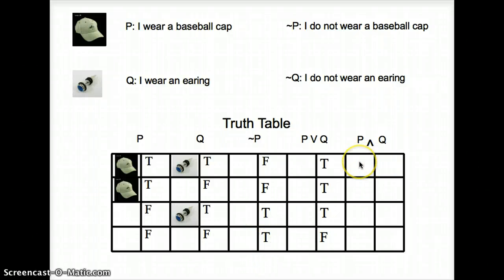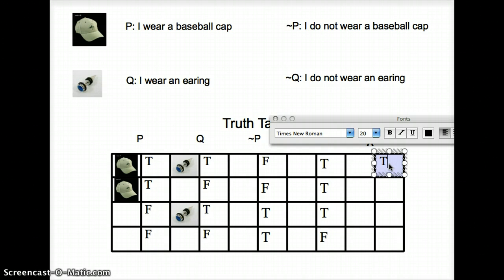Okay, let's go to AND. In the AND situation, both statements have to be true in order for the statement to be true. It means, in this case, that I'm wearing both a baseball cap and an earring. So looking at here, I'm wearing a baseball cap, true. I'm wearing an earring, true. Therefore, the statement is true.